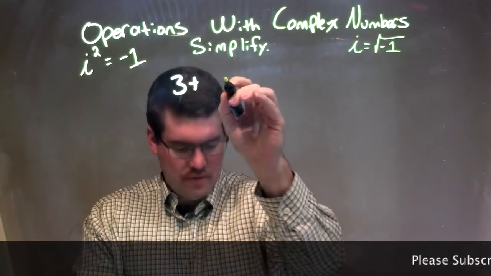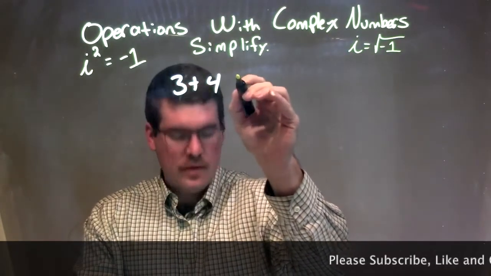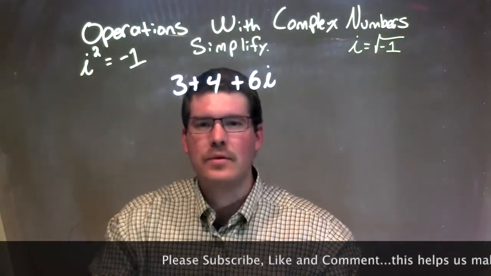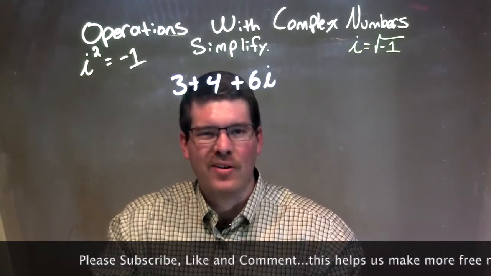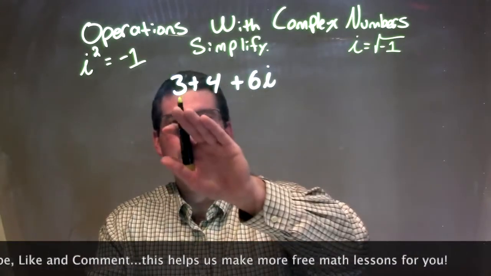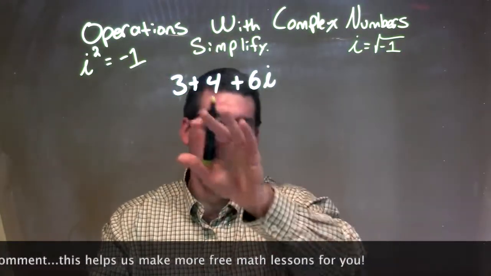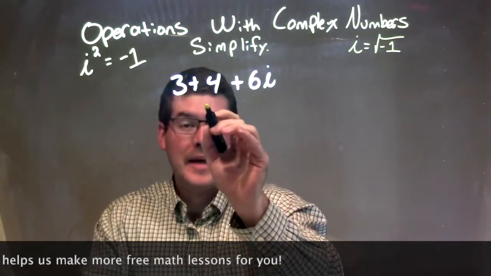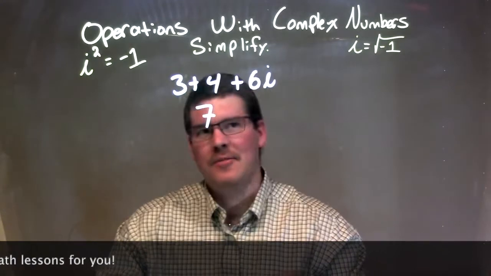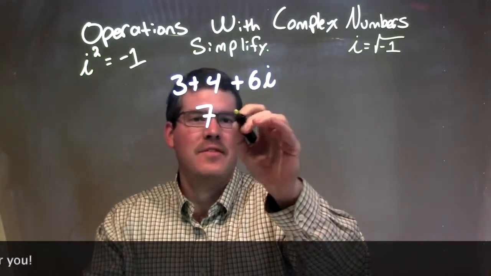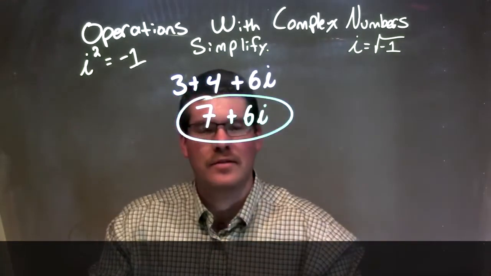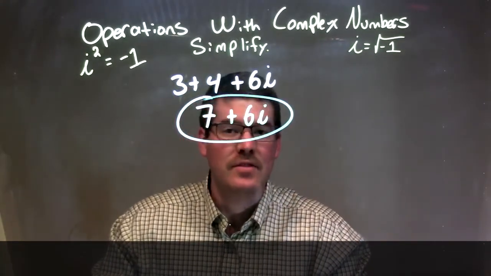3 plus 4 plus 6i. If I wanted to simplify this, we want to combine our like numbers, okay? So we have our real numbers and our imaginary numbers. Our real numbers being 3 and 4 come together to be a 7. 6i doesn't have any other imaginary part to it, so we just have a 6i there. Our final complex number here is 7 plus 6i.